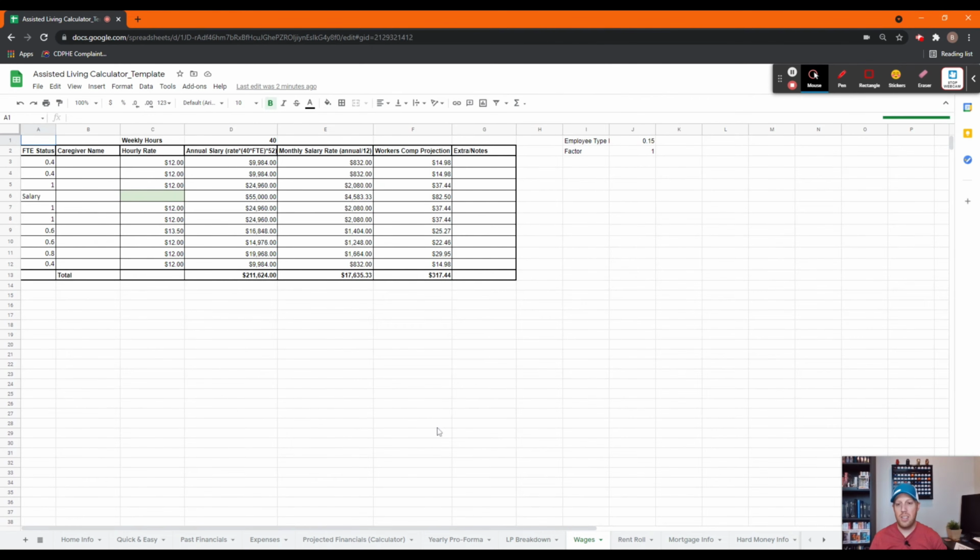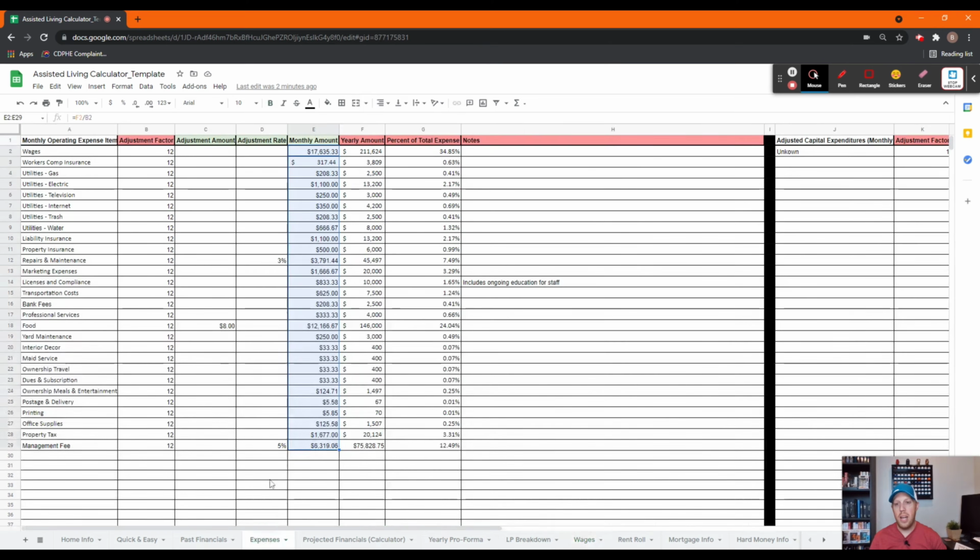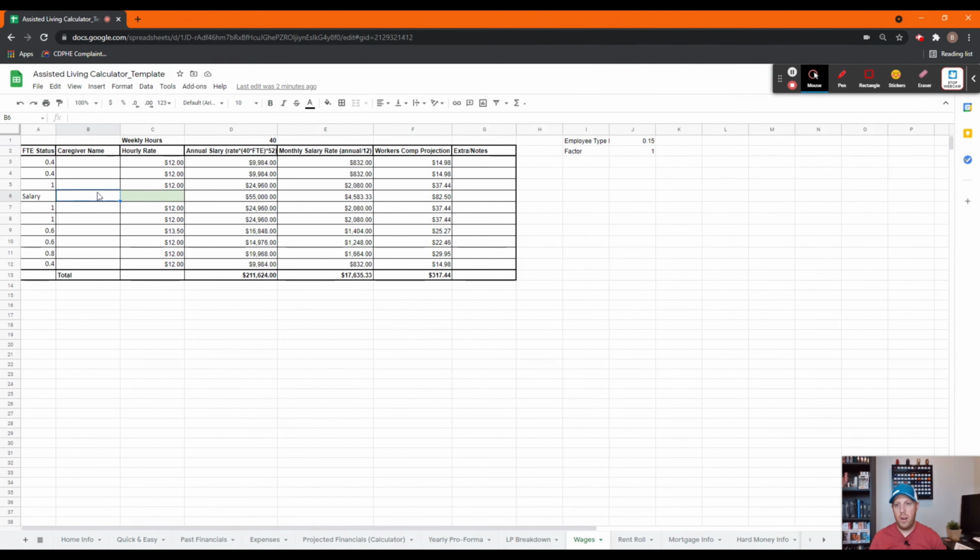Wages. So this is a tab that is populating the wages expense line here in the expenses tab. But you're going to put in here, this is your administrator, what they're making. And then this is hourly rates for your other caregivers and how many FTE those caregivers are, if they're a full FTE, if they're part-time, whatever that looks like. This is giving you the monthly salary rate.